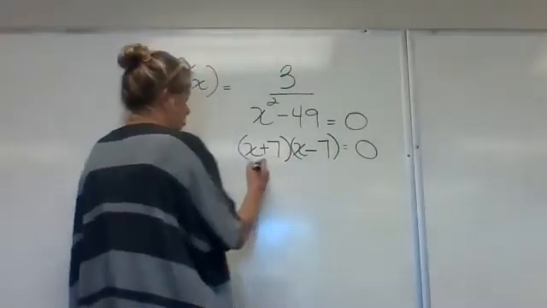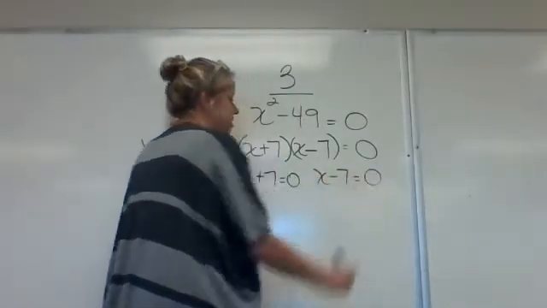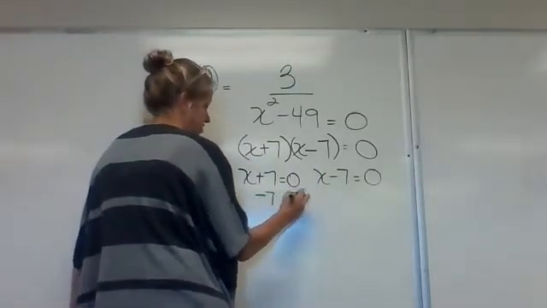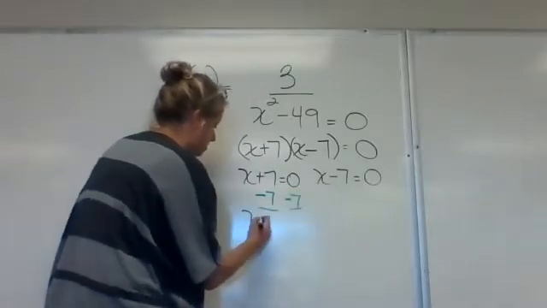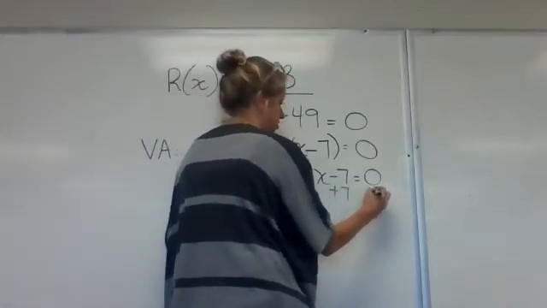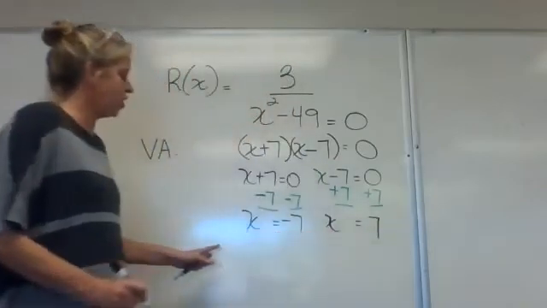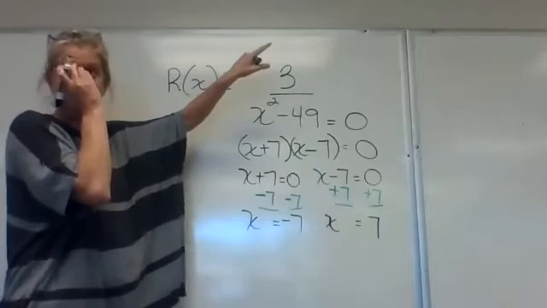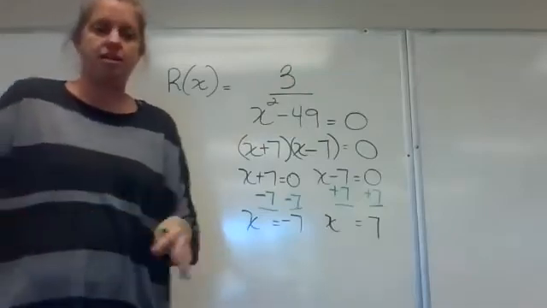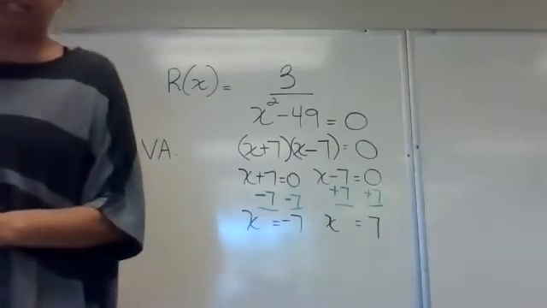And then set these equal to 0. So X plus 7 equals 0. X minus 7 equals 0. And solve them for X. So subtract 7's here. So X equals negative 7. And add 7's here. So X equals 7. Those are both vertical asymptotes, right? I need to check to make sure those aren't also zeros of the numerator, but the numerator doesn't have an X, so I don't have to worry about it. So your vertical asymptotes are X equals negative 7 and X equals positive 7.